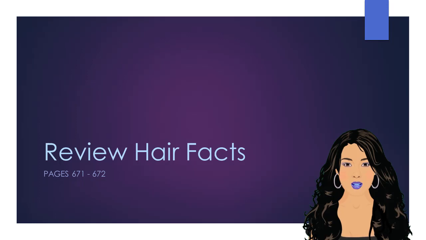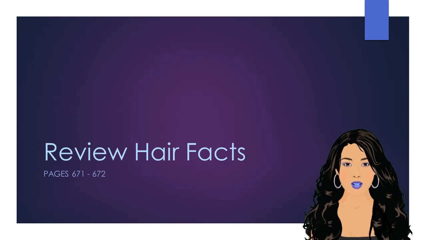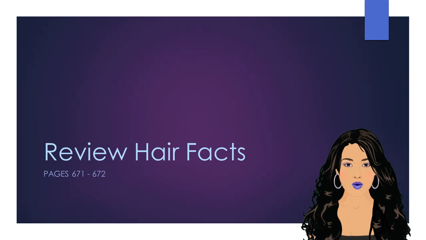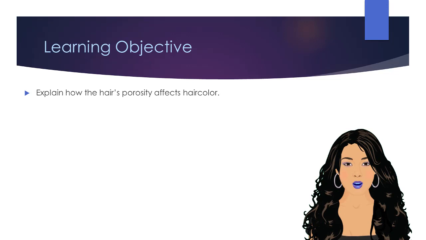The structure of the client's hair and the desired results determine which hair color to use. The structure affects the quality and ultimate success of the hair color service. We will be focusing our lesson on pages 671 and 672. Our learning objective is to explain how the hair's porosity affects hair color.